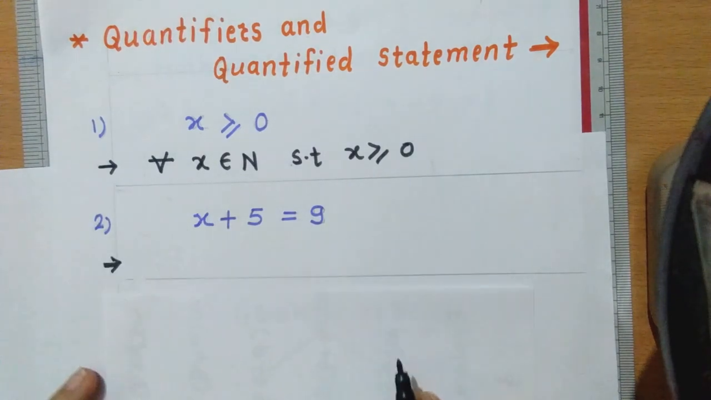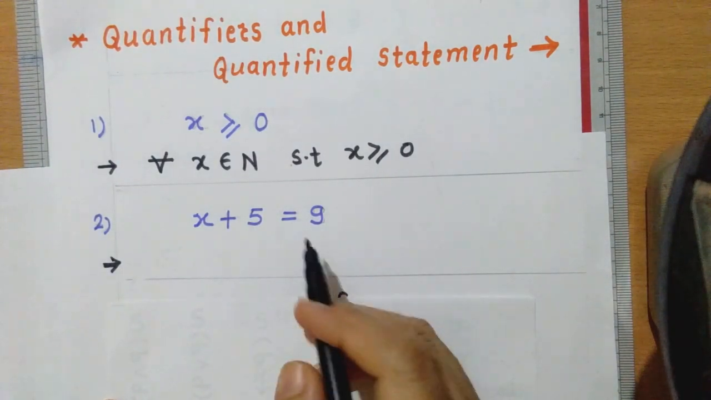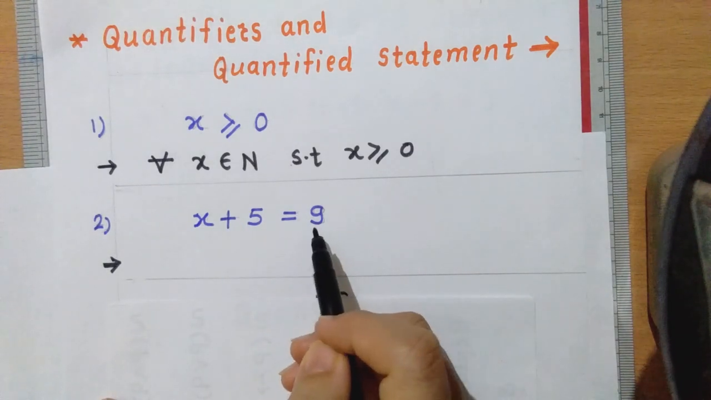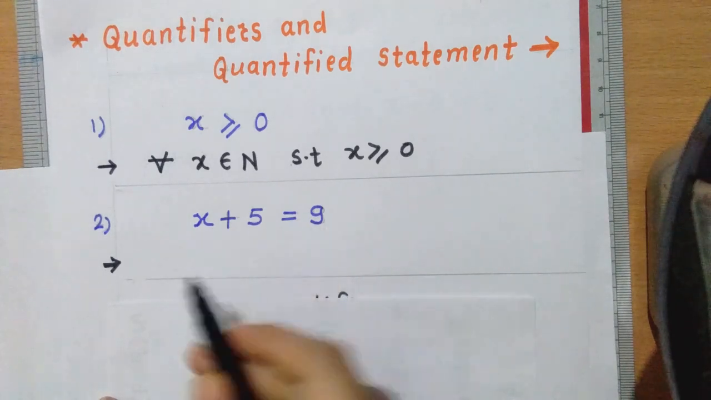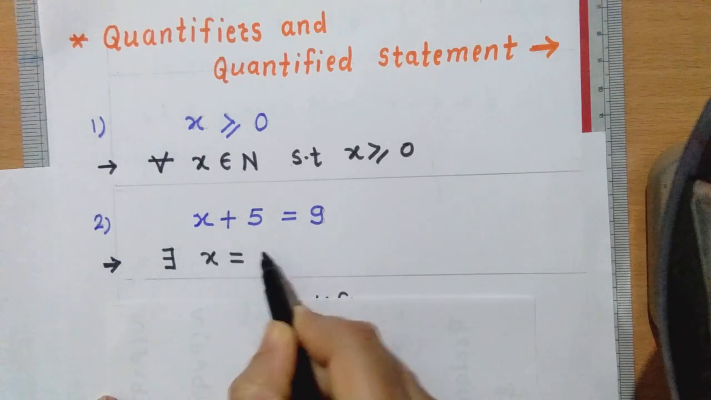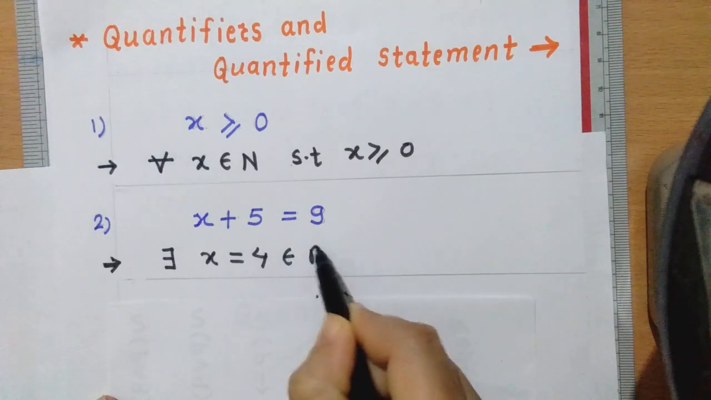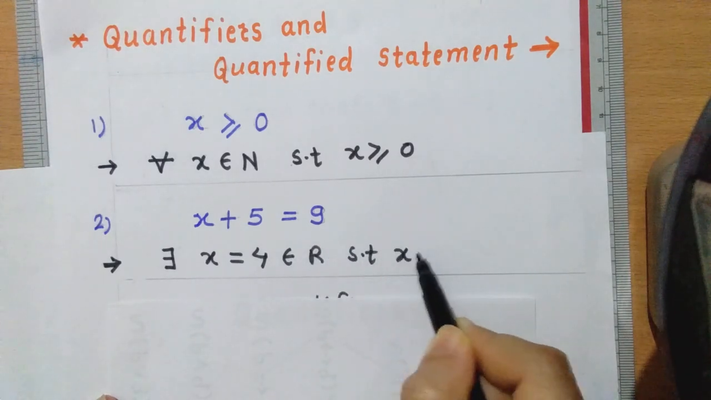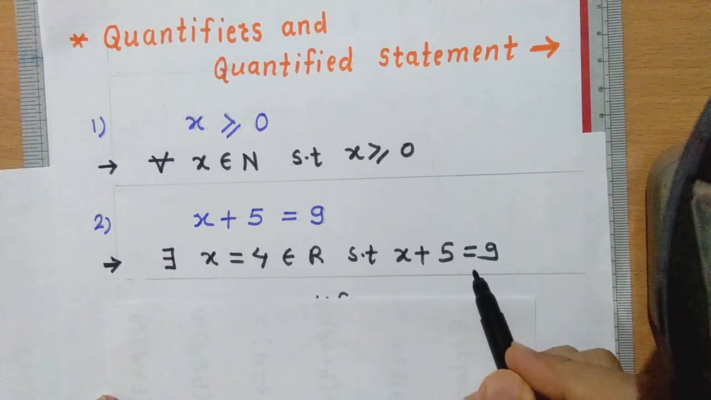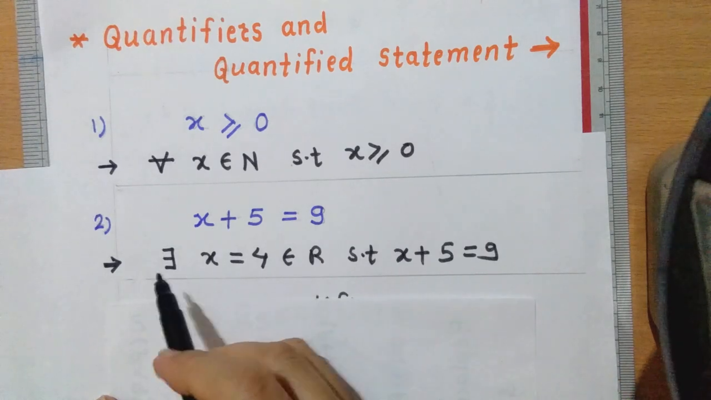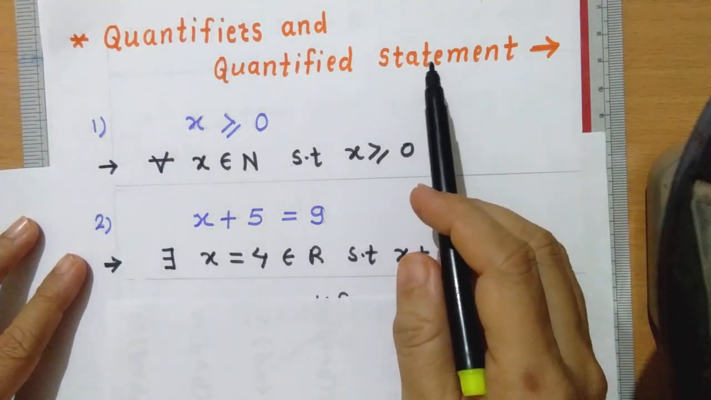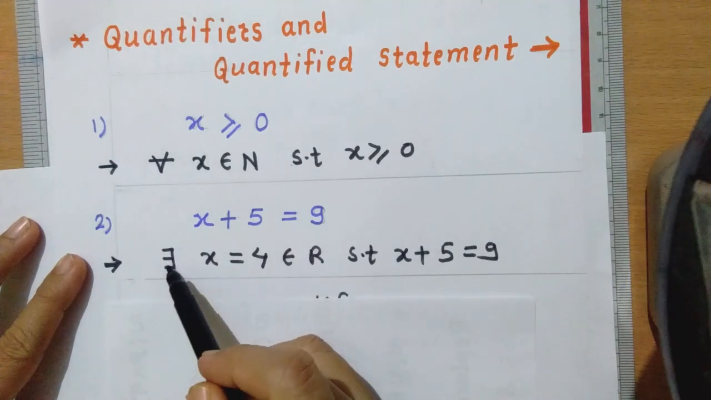Let's take another example, x plus 5 equal to 9. In this case also, if x is equal to 4, then this equality will be true, otherwise it will be false. So if I write there exists x equal to 4 belongs to R such that x plus 5 equal to 9, then this whole statement will be a true statement. So this symbol is called a quantifier, and this whole statement is called a quantified statement.